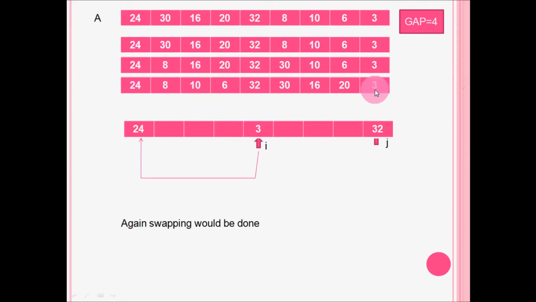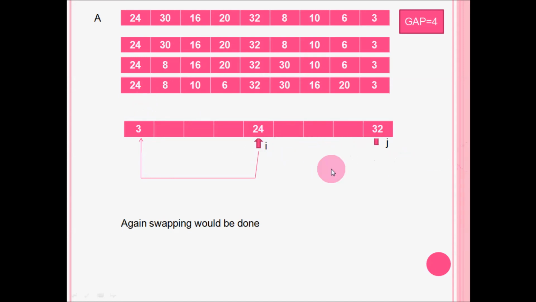But related to the 3, the case is that minus gap place 1, 2, 3, 4, 24 is available there, and swapping is needed. So swapping would have to be done here. So 3 is here, 24 is here, and 32 should be here.